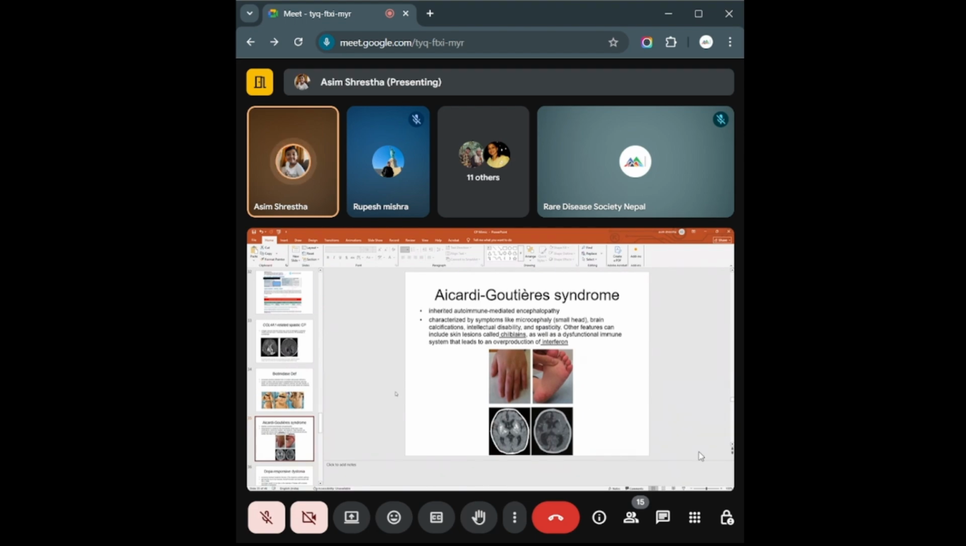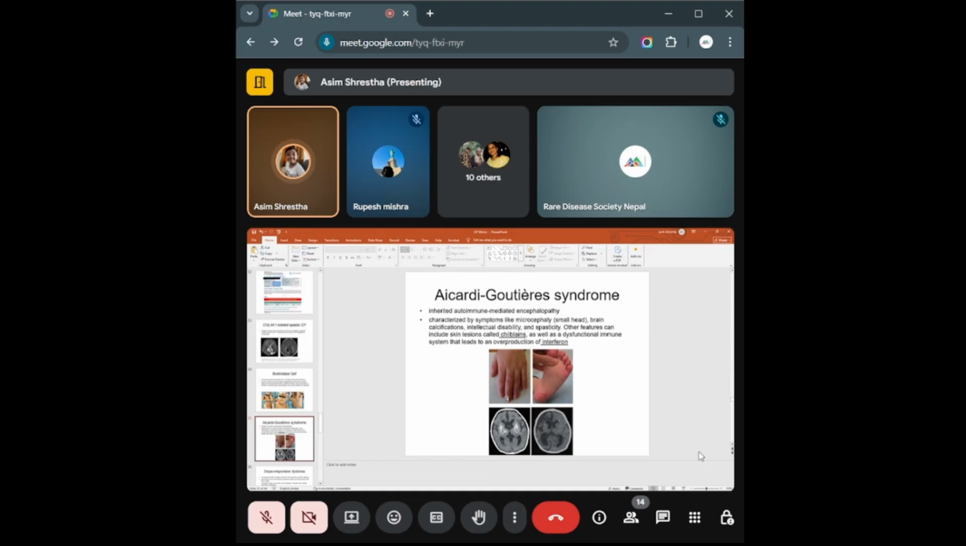Aicardi-Goutières, again, the child presenting with microcephaly, spasticity, a CP-like picture. This is an inherited autoimmune mediated encephalopathy. Here, the symptoms of microcephaly and brain calcification are there, with intellectual disability and spasticity. The other typical skin finding that is seen is chilblains, a painful condition of the skin, because it is an interferonopathy. It is an immunological disorder that gives rise to central nervous system manifestations. So there is a skin manifestation, painful blisters or fingertip swellings.